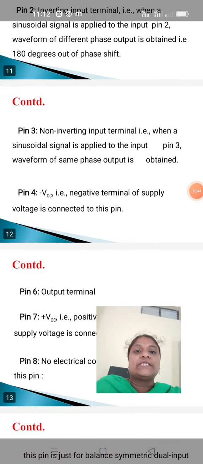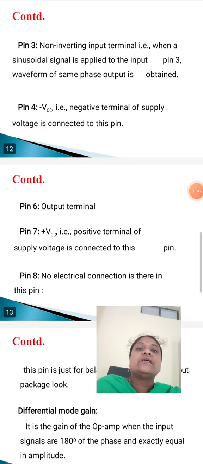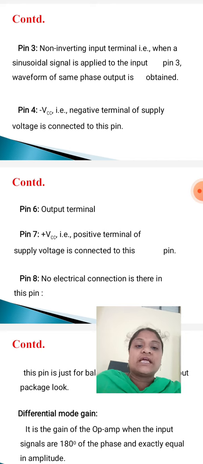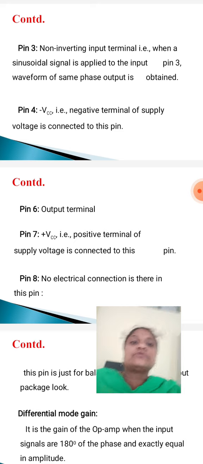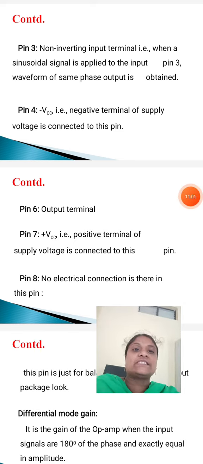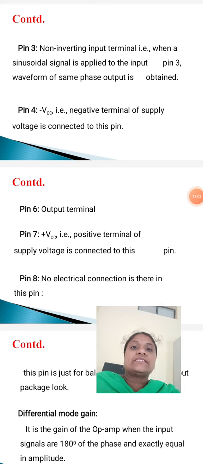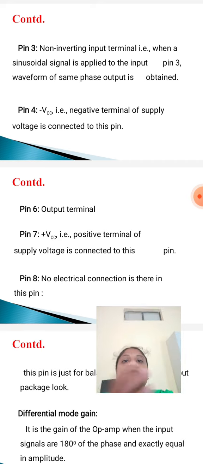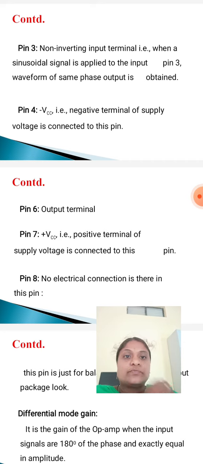And next, pin 3. Pin 3 is connected to the non-inverting input terminal of operational amplifier IC741. That is, when a sinusoidal signal is applied to the input pin 3, then a waveform of the same phase is obtained at the output. Okay, this is pin 3.